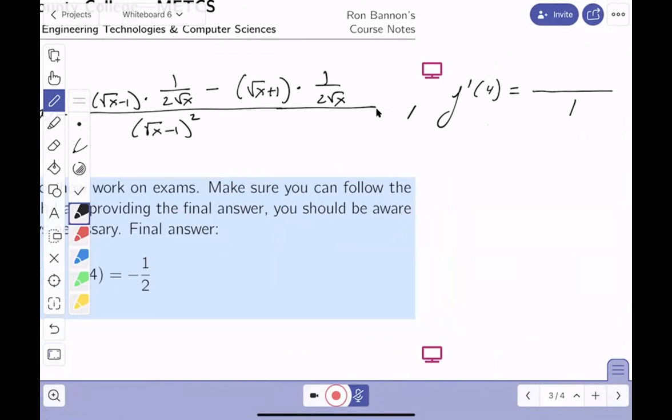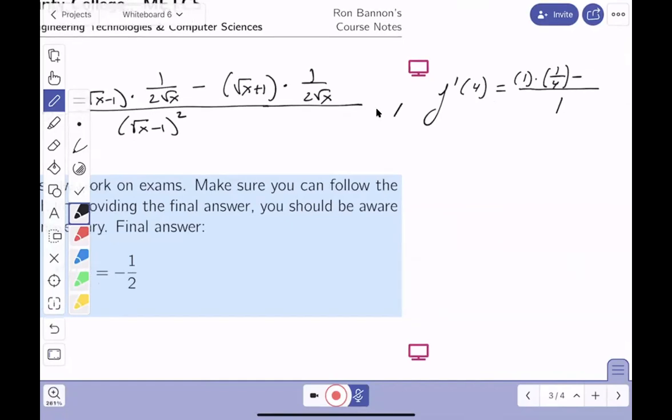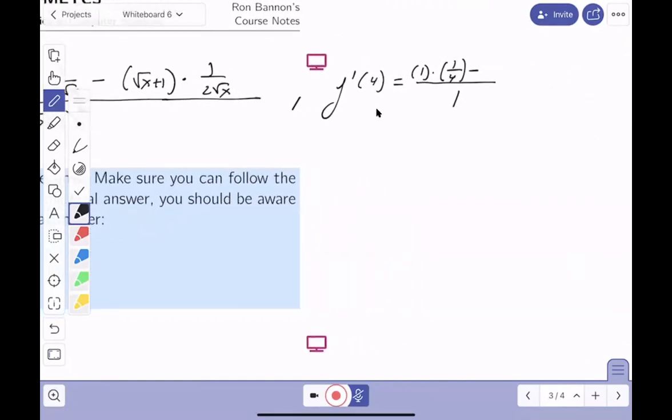What do you get? The root of 4 is 2. 2 minus 1 is 1. Times, this would be 1 over 2 times the root of 4, which would be 2 times 2, which is 4. Minus, right? The root of 4 is 2. 2 plus 1 is 3. And then you get 1 over 2 times the root of 4, which is 2. So you get a quarter. So things look like they're working out pretty nicely.